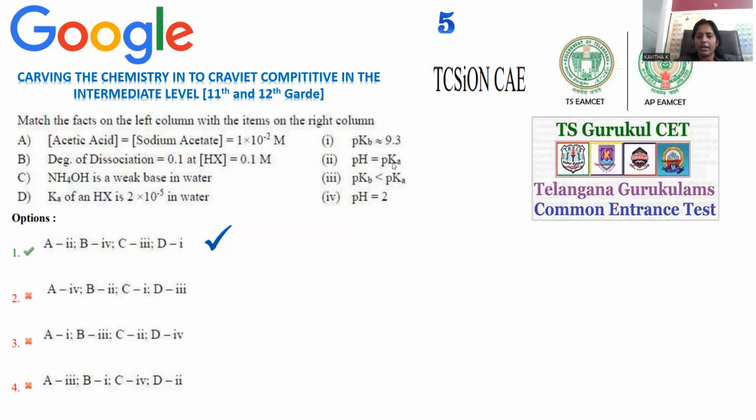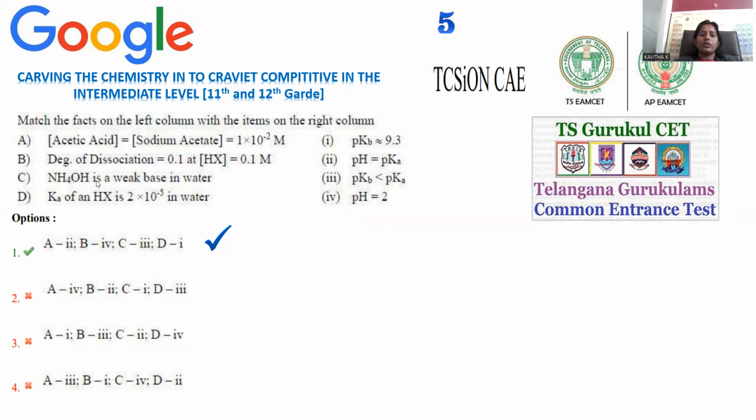pH is equal to pKa is given in option number 2. The pH is equal to pKa is given only in this first option, so you can put a right mark over here if you know the Henderson equation. Otherwise, we can go for other terms also.